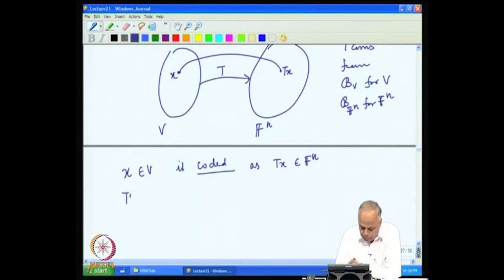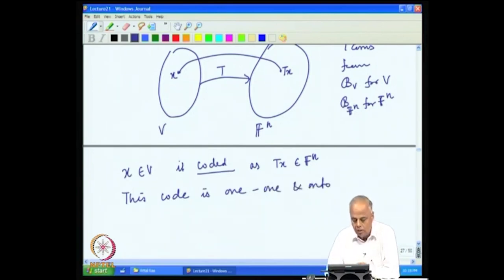So, this code is 1 1 and onto. And therefore, there is a translation of the language of V to the language of F^n. All the statements in V can now be translated to the statements in F^n by translating every vector x to its corresponding code in F^n. Now, this translation is actually transliteration, because every word gets translated to a unique meaning, every vector gets translated to a unique meaning in F^n.